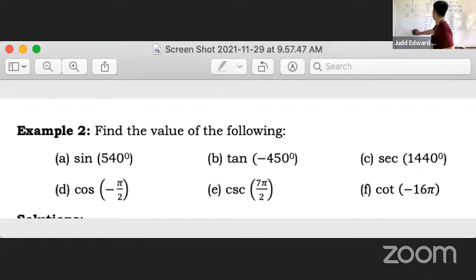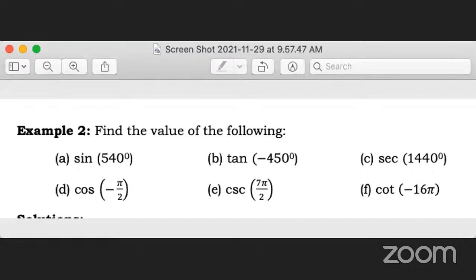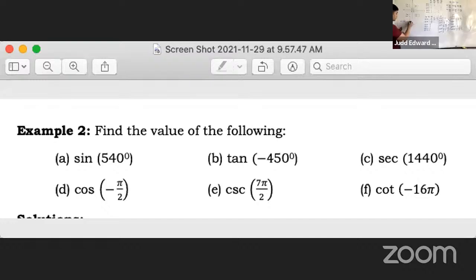Dito na lang ako magsasagot. Saan po natin matatagpuan si sine 540 degrees? Asan po siya? Quadrantal po ba siya? 360. 360 plus 90. Ilan po yun? 450. 450 plus 90. 540. Tama po ba? Andito po siya?